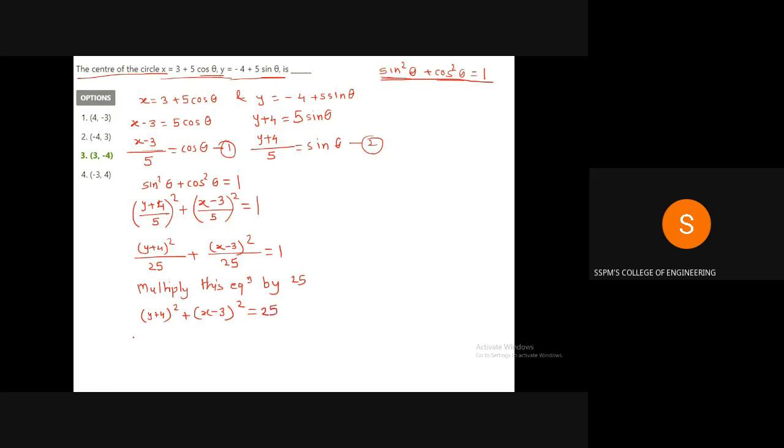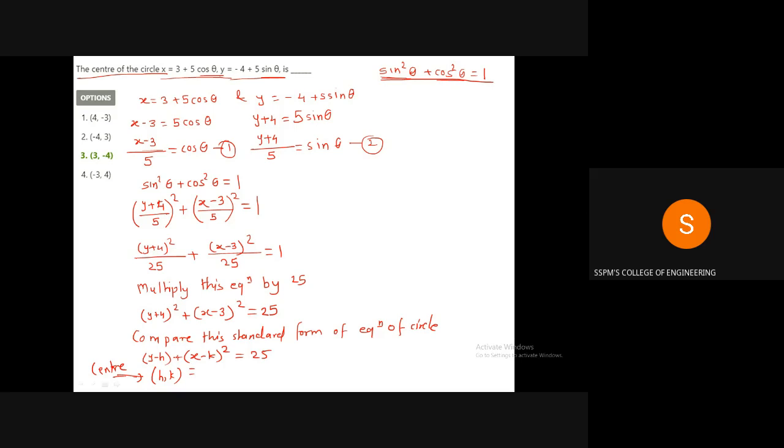Now let us compare this with the standard form of the equation of a circle. What is the standard form of the equation of a circle? It is x minus h whole square plus y minus k whole square is equal to r square, here 25. So h comma k is our center, isn't it? This is the center of the circle.